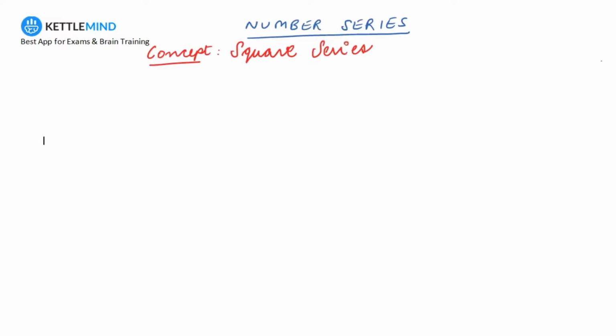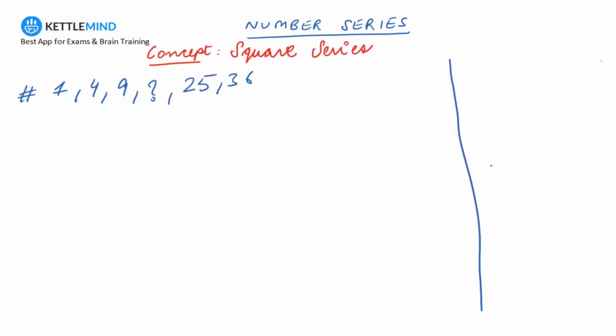So consider this series now. Again the same sort of series. We have 1, 4, 9, then this question mark, then 25, then 36, right? We'll follow the same 4 steps that we have studied so far.